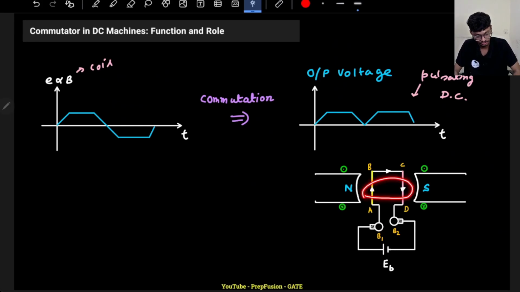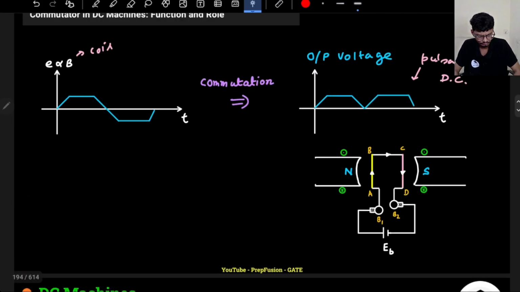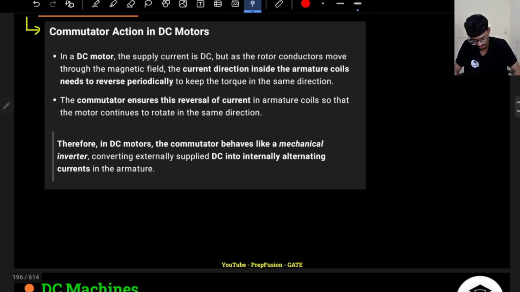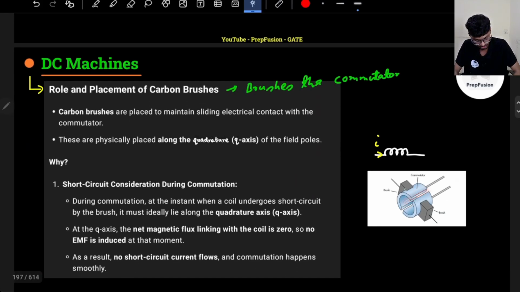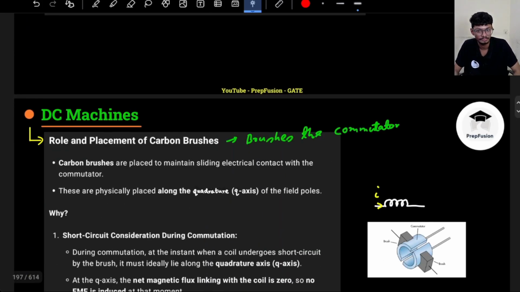If there is some induced voltage across the coils, what will happen? A short circuit current can flow through the path. Also, one more problem is there will be reactance voltage. Ideally, when B1 and B2 are swapped, when this change of current direction comes, it should come where the change in current is zero. What do I mean by it?